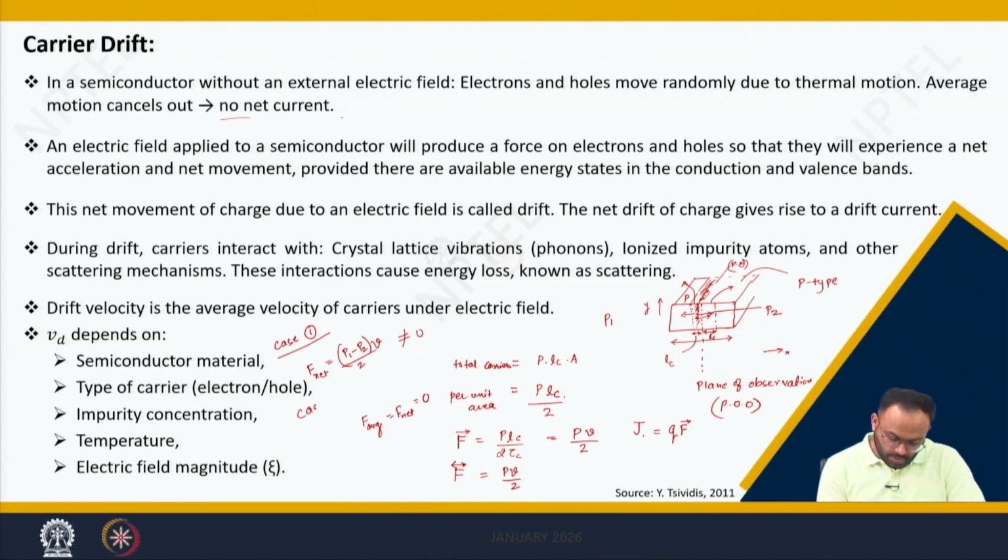Case 2: consider the semiconductor specimen is uniformly doped, but you applied a voltage. By applying a voltage, the velocity of the carrier on this side is different from the velocity on the other side. Let us consider the velocity on this side as V1 and on this side as V2. Here the net flux again will not be 0, and it can be given as P into V1 minus V2 divided by 2.